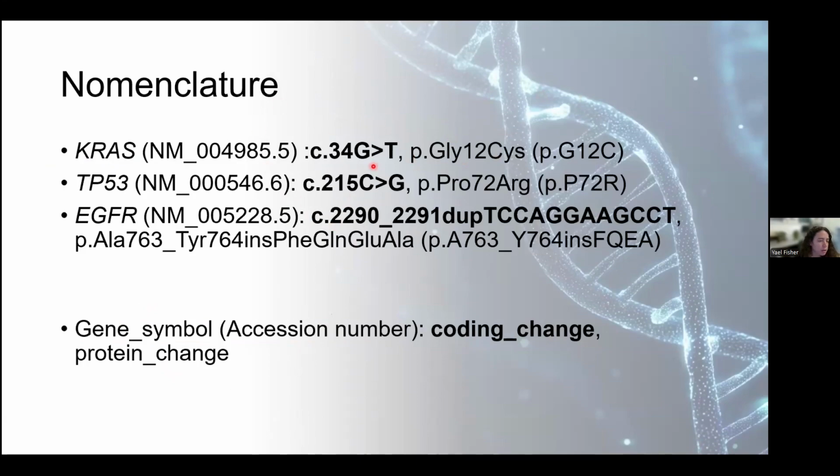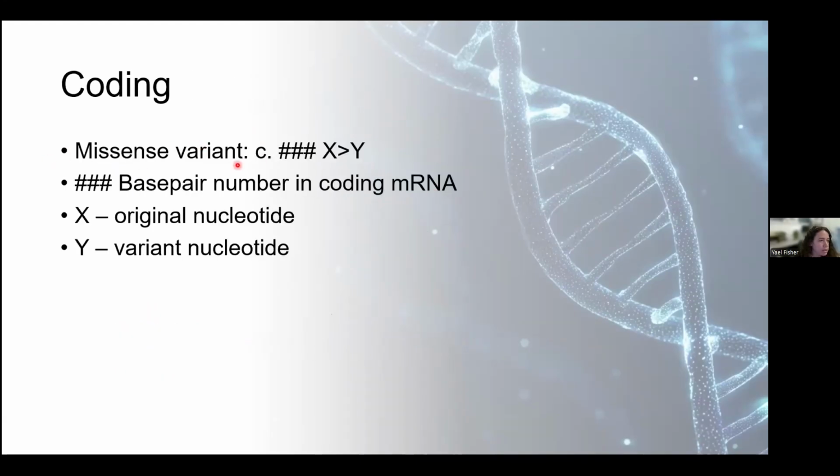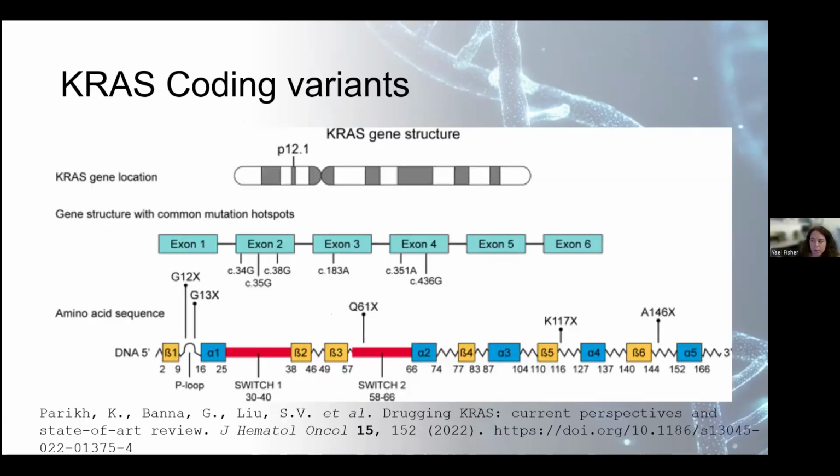The next part of the variant is the coding number, or the coding change. And this is written in this pattern. So we have C for coding, then we have the number of the base pair that we're referring to. And in a missense variant, we'll have the original nucleotide that is changed into a new nucleotide, or the variant nucleotide.